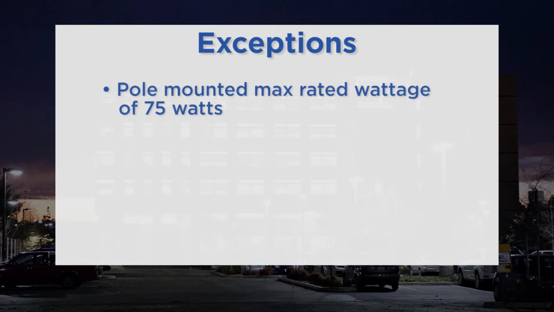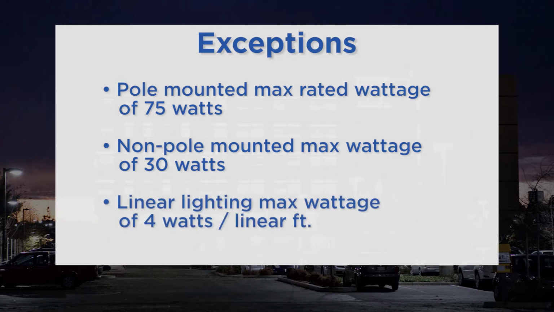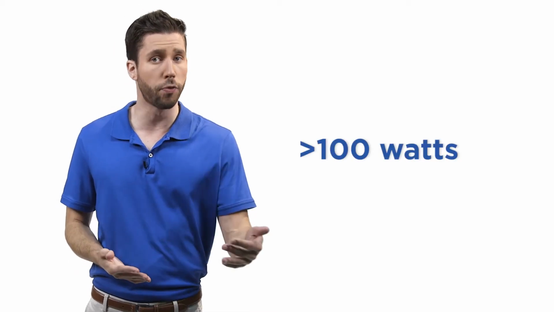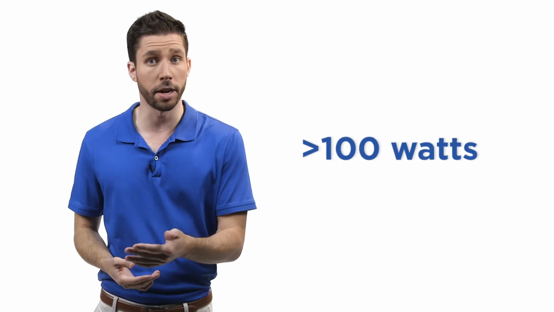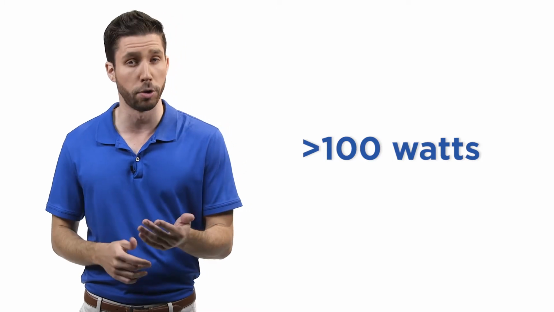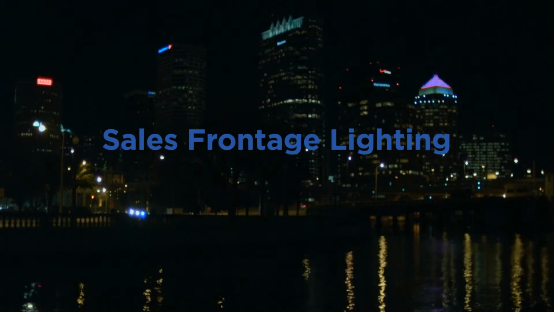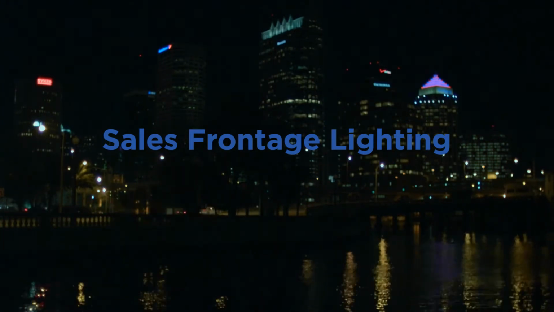Pole-mounted luminaires each with a maximum rated wattage of 75 watts, or non-pole mounted luminaires with a maximum rated wattage of 30 watts each, or linear lighting with a maximum wattage of 4 watts per linear foot of luminaire. In addition, all outdoor incandescent luminaires rated over 100 watts, determined in accordance with Section 130.0, must be controlled by a motion sensor.